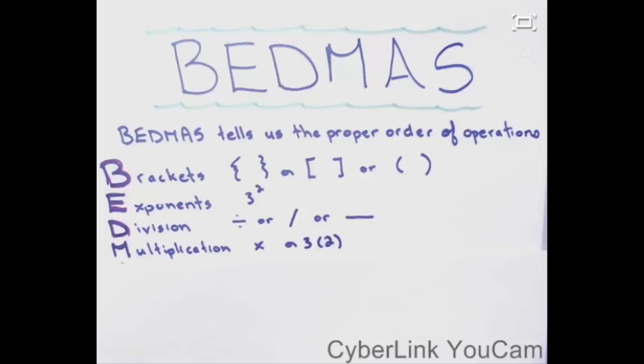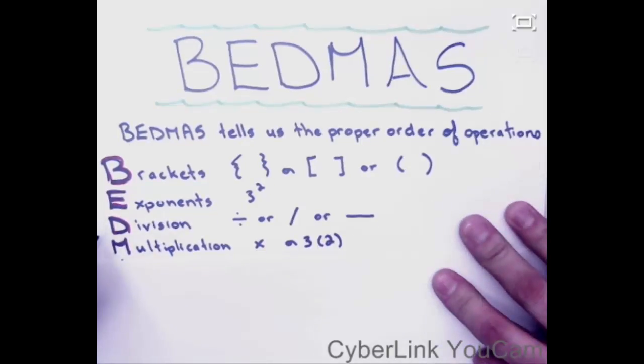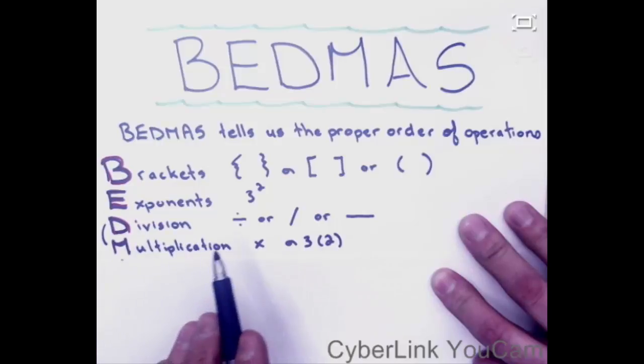The reason I put division and multiplication together is that you go after them in whatever order they come first. If you're reading your math left to right and you see a division first, you do that first. If you're reading left to right and you see a multiplication first, you do that first. I'll explain that more as we move along with some examples.